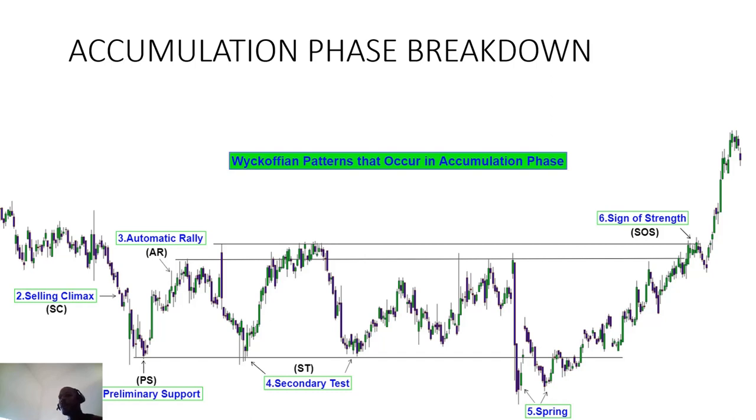Number 2 is the selling climax, which is in this area right here in this illustration. The selling climax is another pattern in the accumulation phase that's typically characterized by a sharp sell-off, and it takes place right before the preliminary support happens. Obviously, you can't identify it until you see preliminary support, so that's why it's number 2.